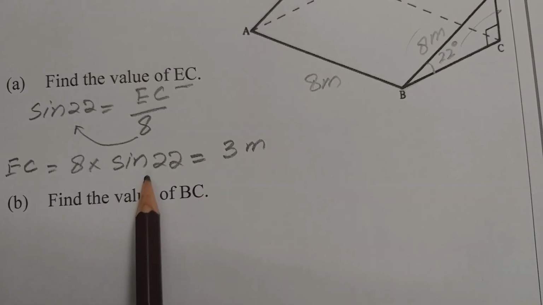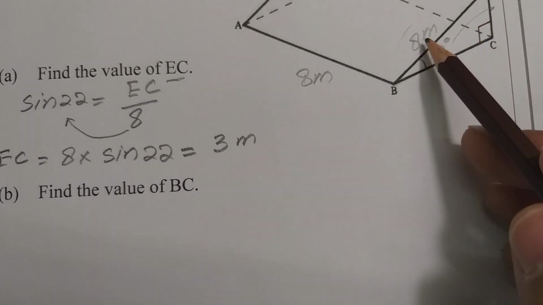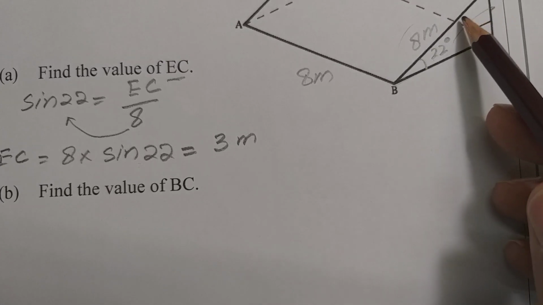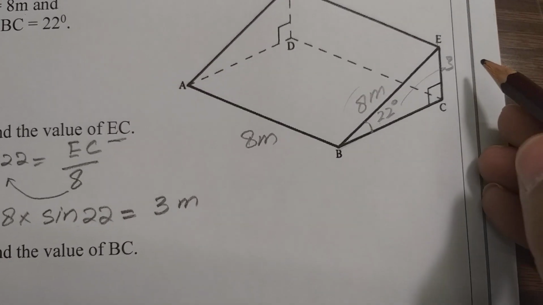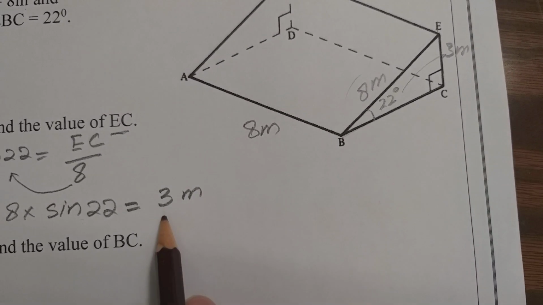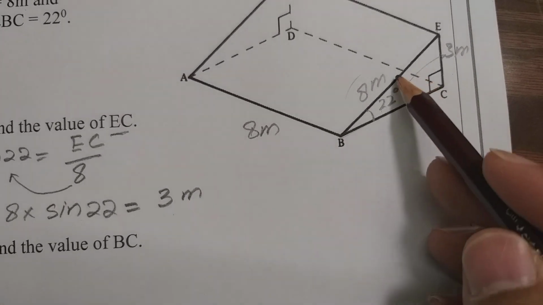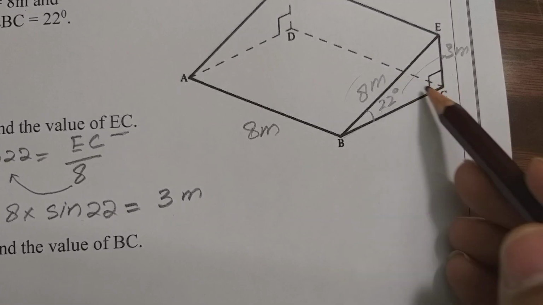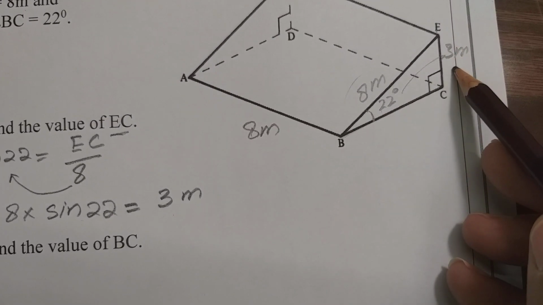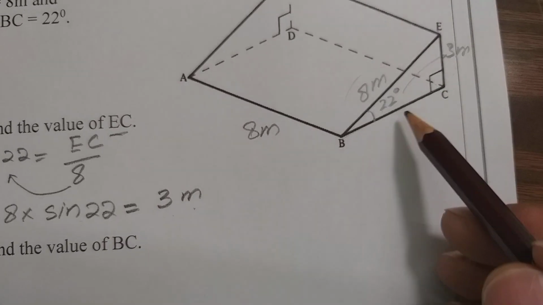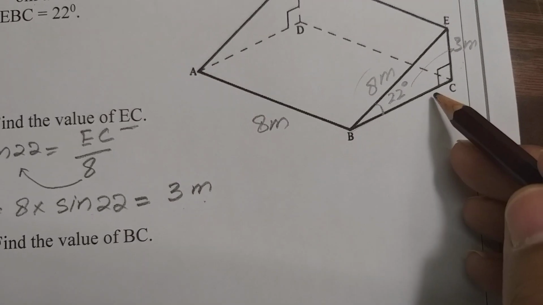Either you can use the same method, or you can use Pythagoras theorem to find the answer. So this is the longer side, this is 3 meter, we found it. According to this right angle triangle, this is the hypotenuse, and this is the short side. We found one short side here using the sine method. So we need to find the other short side.